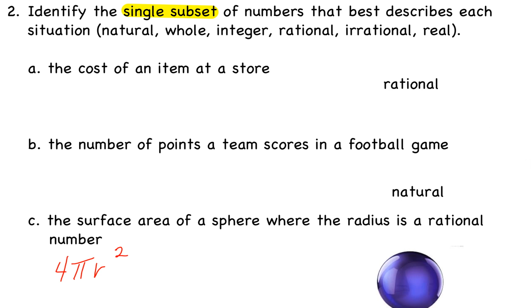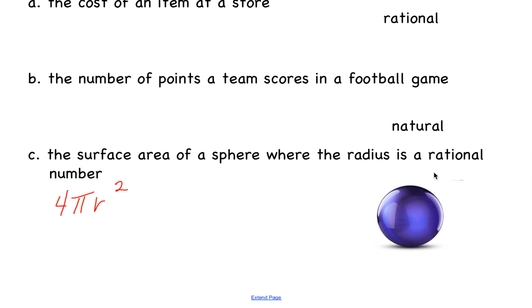And the last one is the surface area of a sphere, where the radius is a rational number. The formula for the surface area of a sphere, in case you don't know, is 4 pi r squared. Now if r is rational, that means this is a fraction. We have this pi thing in here. What kind of number was pi? Pi was irrational, so it's still going to be in our number. So this will be an irrational number.